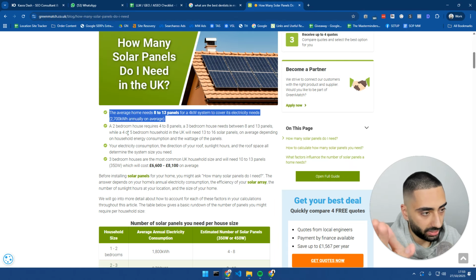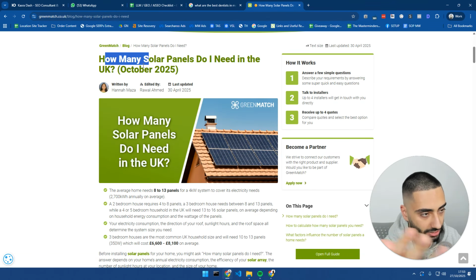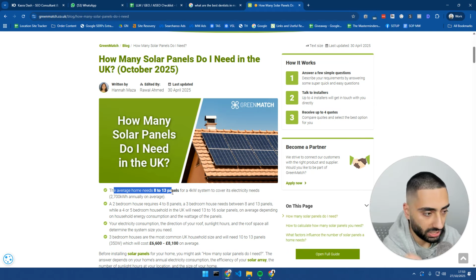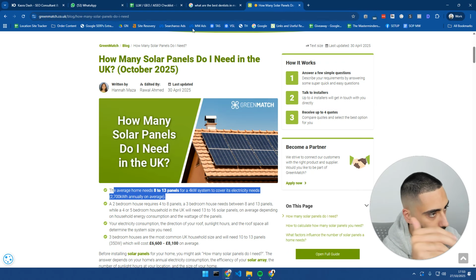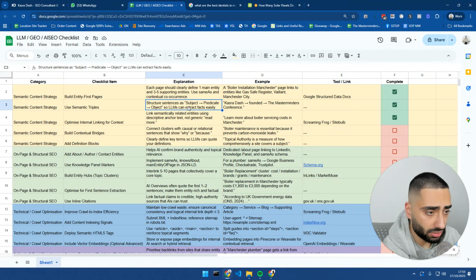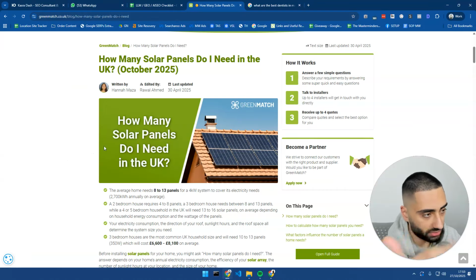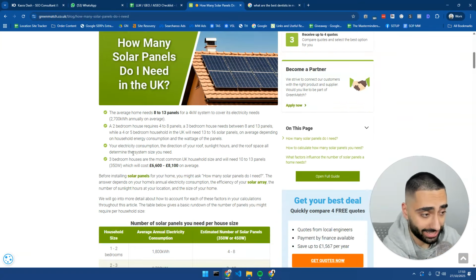So they've got a bullet point question, and this is basically saying, how many solar panels do I need in the UK? The average home needs 8 to 13 solar panels. Now, going back to what we were saying, it is very, very clear from the word go how many solar panels a house needs. Now, in some cases, I have seen websites in this exact same niche and they do not spit out the answer.